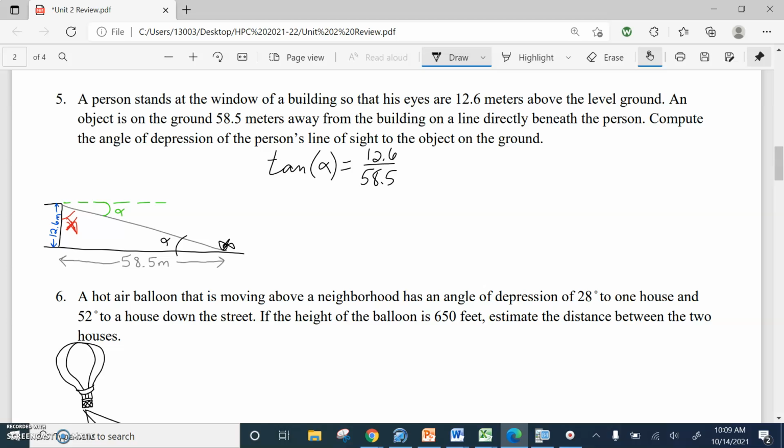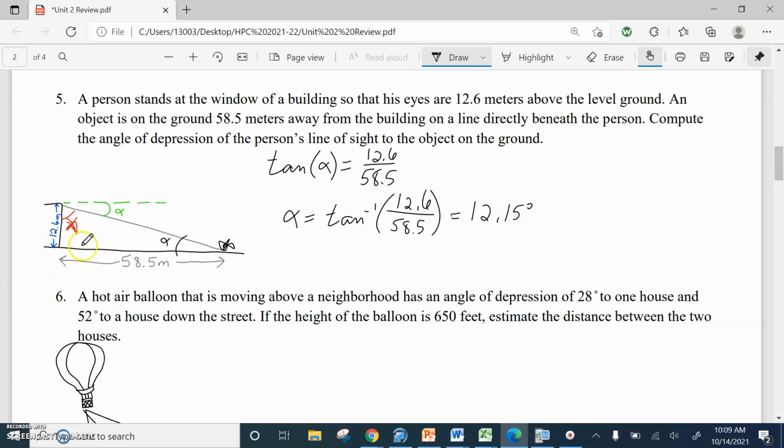We undo the tangent of alpha by taking the tangent inverse of tangent of alpha. We also take that tangent inverse on the other side. And when we plug it into our calculators, we get 12.15 degrees.